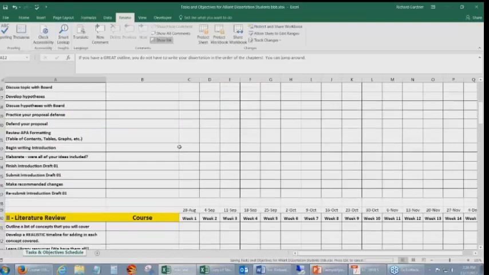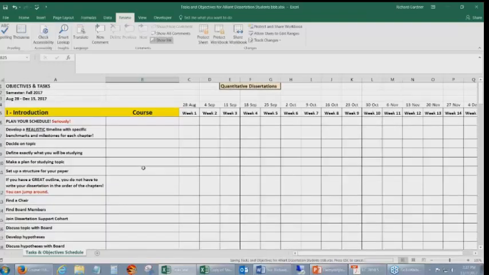Again, please just look it over, download it. You can use it for whatever you want. Put in your own information. You could put the times in there. If you're on their board, you could say, I expect to see your first draft of your proposal by such and such a date, and just make sure they know.